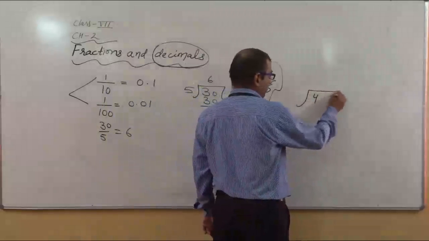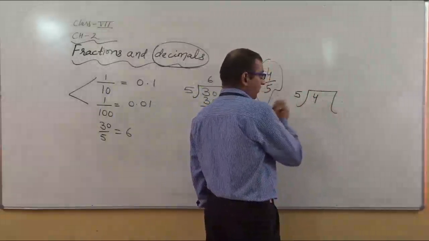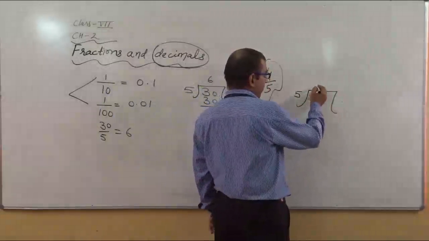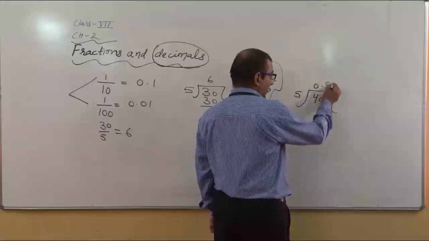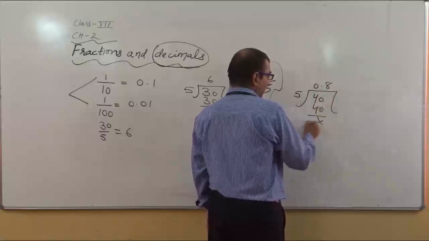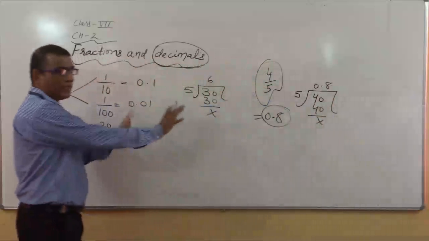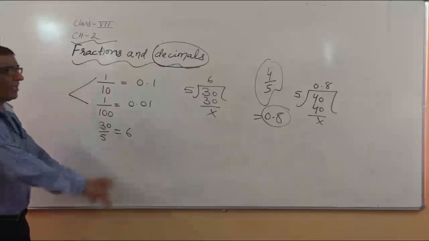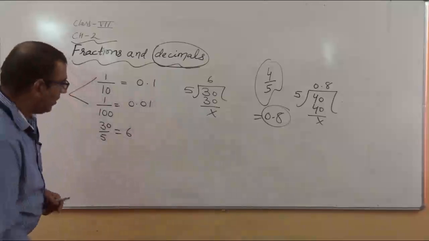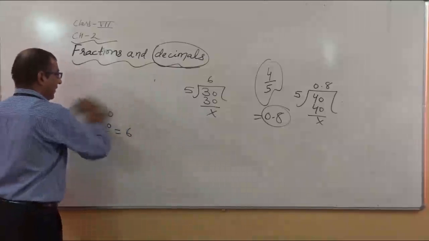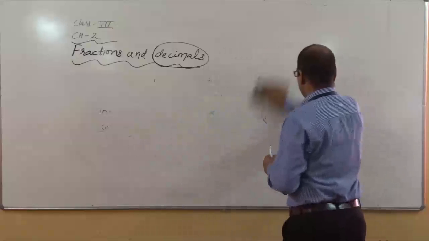Generally, we will write 5 here. 4 is not divisible by 5, so what will we do? We will put 0 point, write 0 here, and write 8. So we can say the answer becomes 0.8. Right? This is a simple division which all of you know very well from the previous class. Okay, so I am going with one table so that the concept of division will be very clear to all of you.